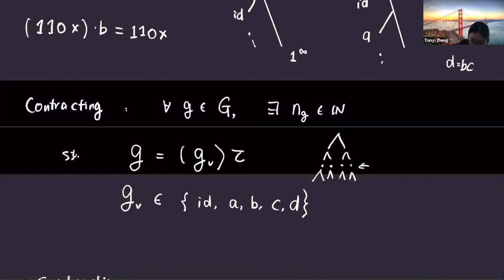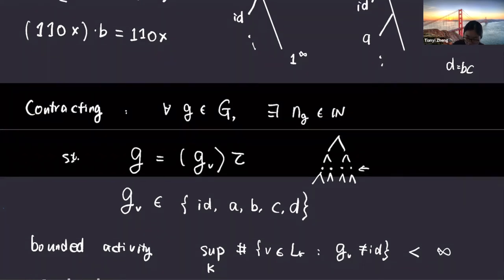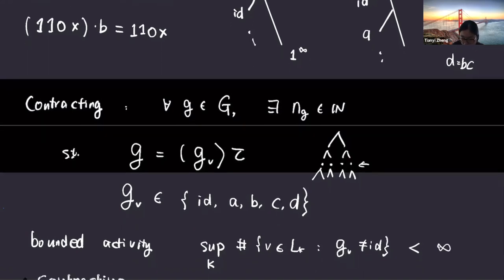And then bounded activity means that if you look at the number of vertices V in level K such that the section g_V is non-trivial, the supremum of this over all the levels is finite for each g. So there are only boundedly many locations where the section is non-trivial. So these are quite natural conditions in certain groups acting on trees. That is the two assumptions here. And that roughly explains why the first Grigorchuk group fits into the theorem.